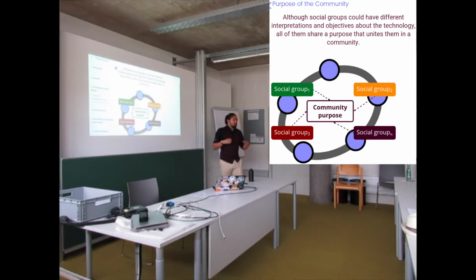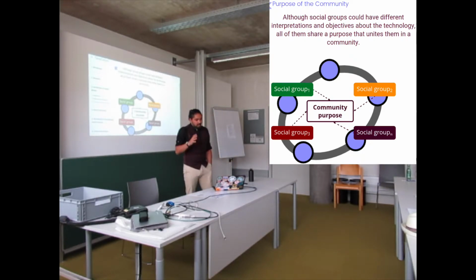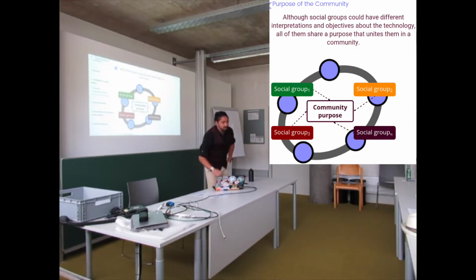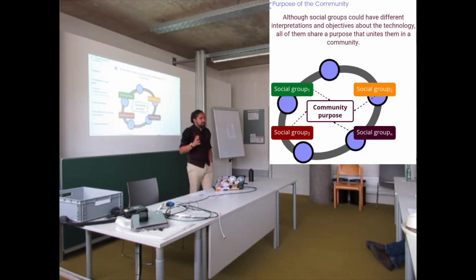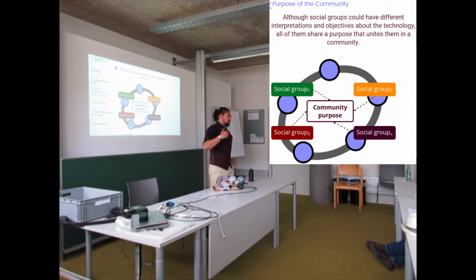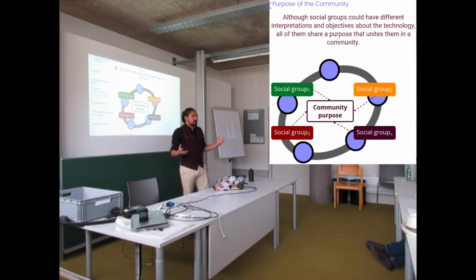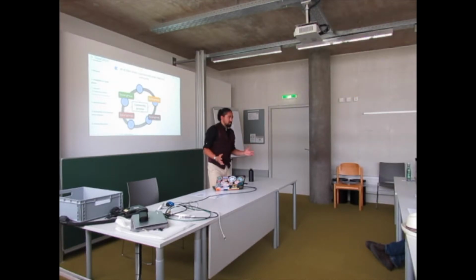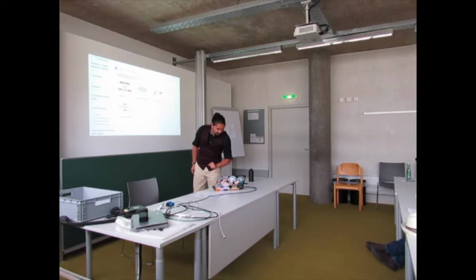Although social groups could have different interpretations and objectives about the technology, all of them share a purpose that unites them in a community, and this is a very important idea. So it is not enough to have different social groups. There is needed a kind of social glue, and this social glue is the community purpose. The community purpose of the GeoGebra community is to study, learn more, and do better mathematics. So this is the first part.